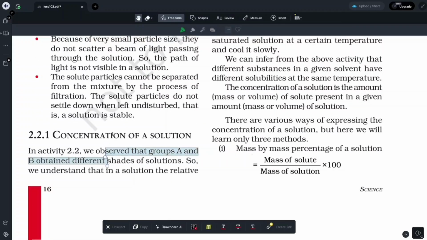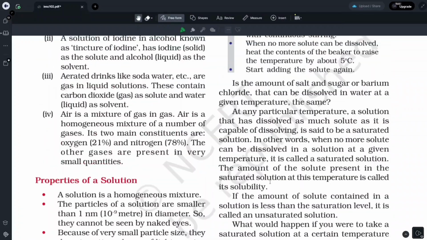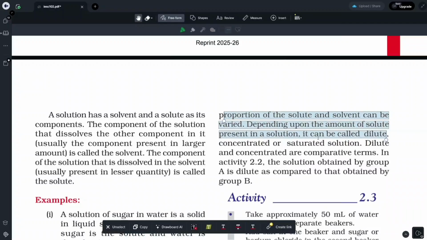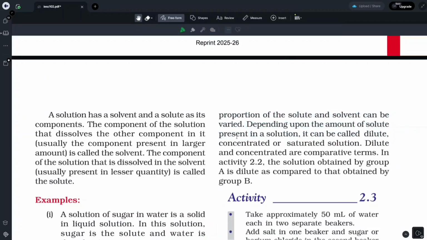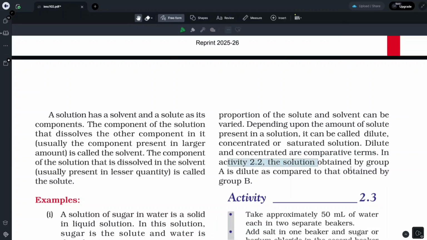Now let's discuss the concentration of a solution. In activity 2.2, we observe that group A and group B obtained different shades of solution. So we understand that in a solution, the relative proportion of the solute and solvent can be varied depending upon the amount of solute present in the solution. It can be called a dilute, concentrated, or saturated solution. Dilute and concentrated are comparative terms. In activity 2.2, the solution obtained by group A is dilute as compared to that obtained by group B.